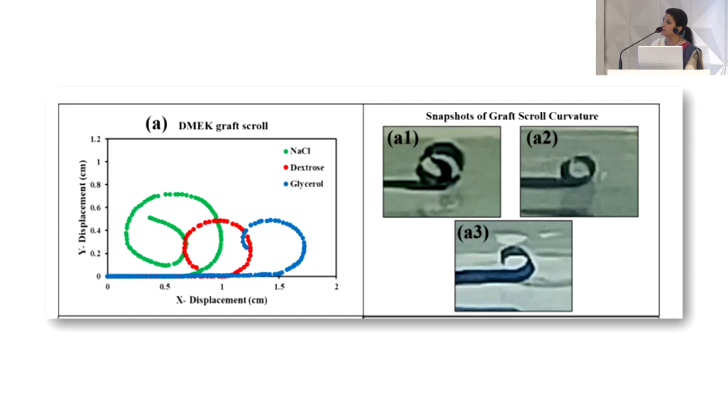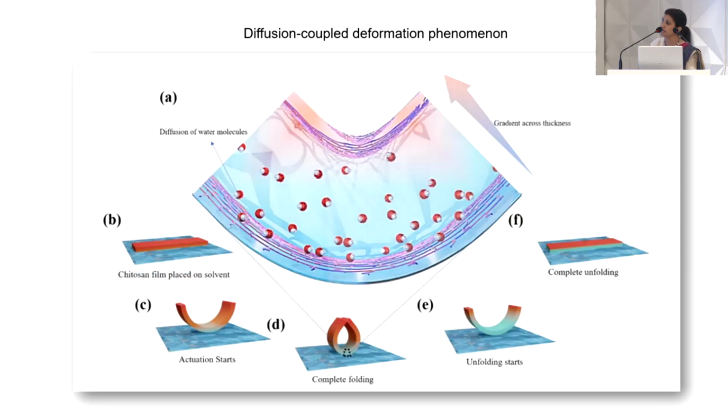You can see in the graph on the right that sodium chloride versus dextrose versus glycerol, all three scrolled this tissue in a different amount. The amount of scrolling was different. And they hypothesized that it is the diffusion coupled deformation phenomenon that actually causes the DMEK tissue to scroll. And I'll just explain that the DMEK tissue, if you see, is different in the anterior versus the posterior part in composition. So the fluid gradient across the DMEK tissue is different in the anterior versus the posterior part. And it is this concentration gradient across the film thickness that results in displacement of the fluid and different bending of the anterior versus the posterior banded zone.